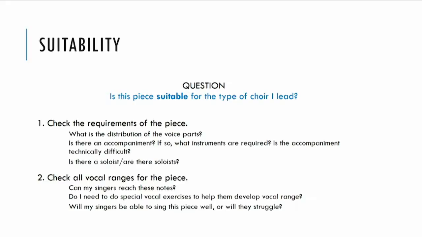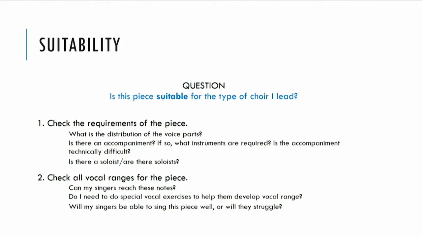So let's go through each of these steps one by one so that you can see what kind of questions you would ask of a piece of music when you are going to analyze it. The first is: is this piece suitable for the type of choir that I lead? So number one, you're going to check the requirements of the piece.